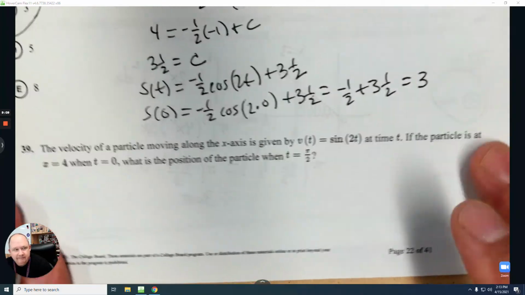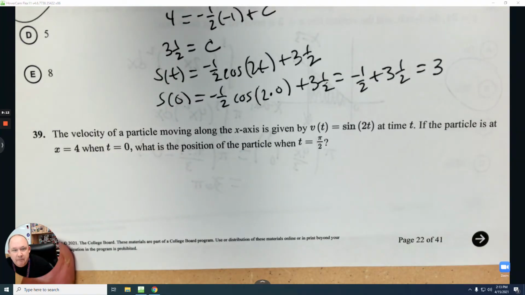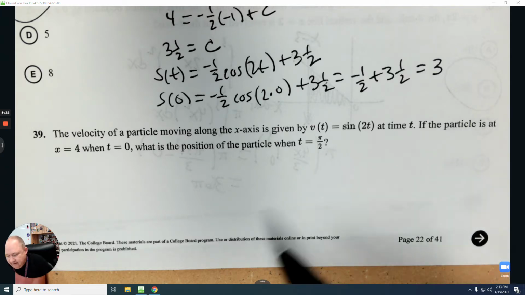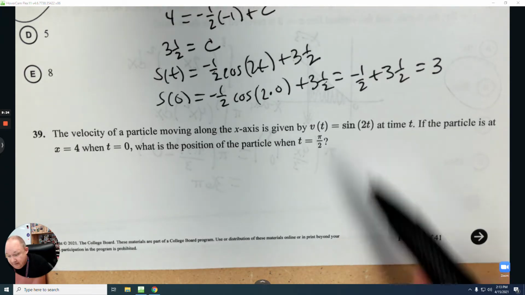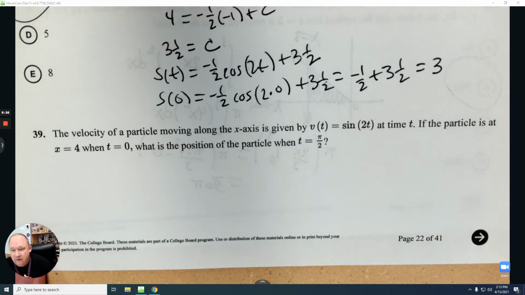Number 39. The velocity of a particle moving along the x-axis is given by a velocity there. And the particle is at x equals 4 when t equals 1. It says, what is the position? So again, I need to integrate it. Now I just integrated this, so I don't feel like doing it all over again.